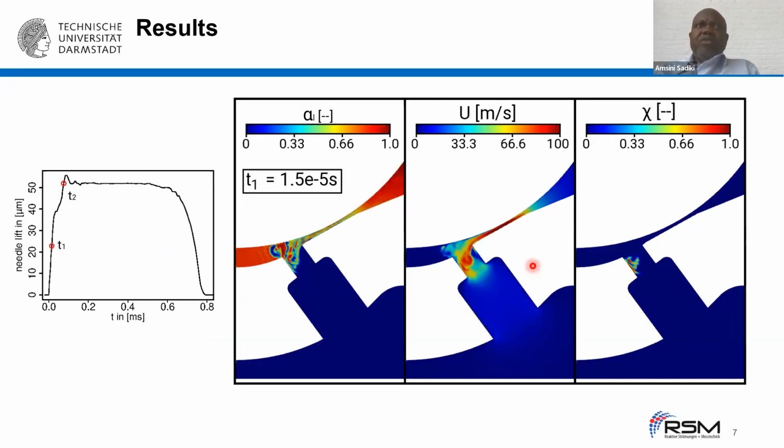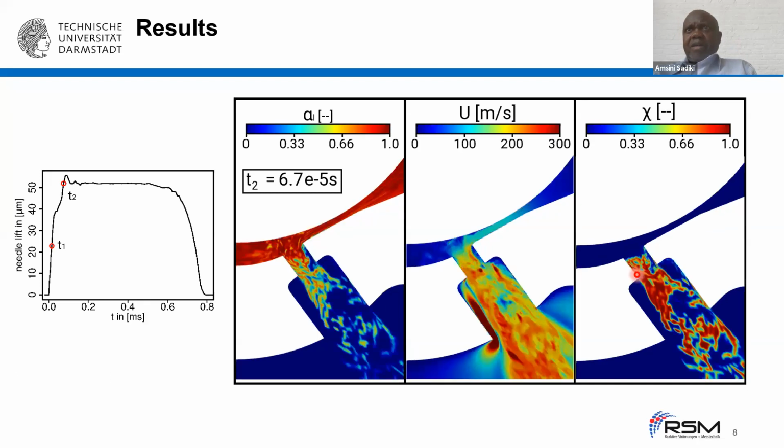The first result: we have the opening time and the closing time. So we have 2 times here, the first one T1, and we also have results for T2. Here we have the liquid volume fraction, we see its evolution at this time, and the velocity also. For the vapor, it is only to see the evolution within the nozzle and outside the nozzle at this time T2.